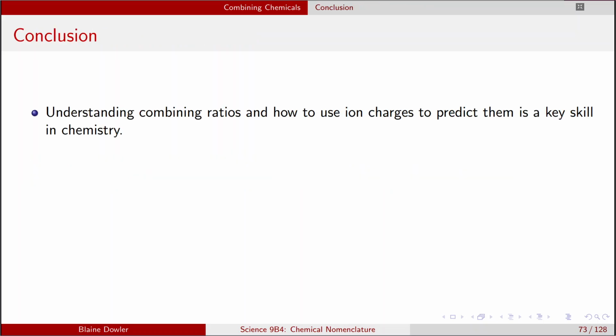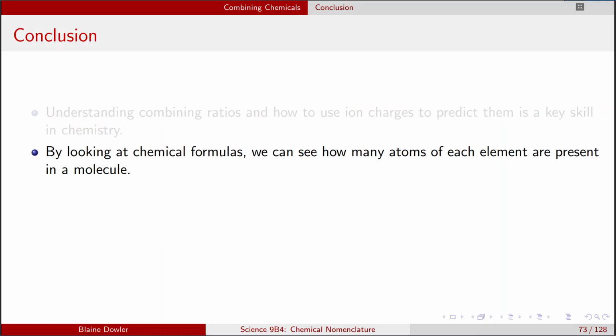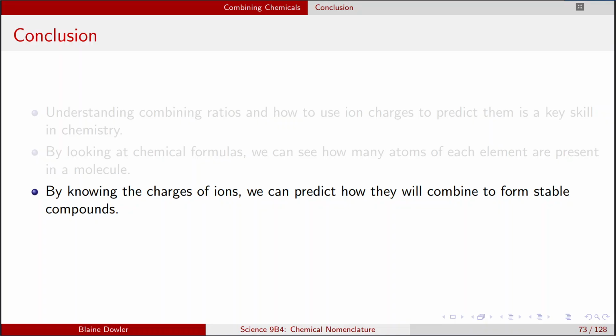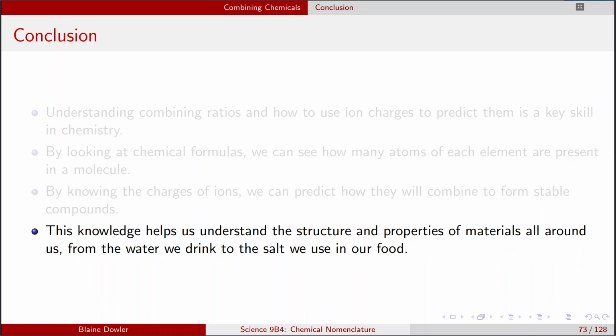So in conclusion, understanding combining ratios and how to use ion charges to predict them is a key skill in chemistry. By looking at chemical formulas, we can see how many atoms of each element are present in a molecule. By knowing the charges of ions, we can predict how they will combine to form stable compounds. This knowledge helps us understand the structure and properties of materials all around us, from the water we drink to the salt we use in our food.